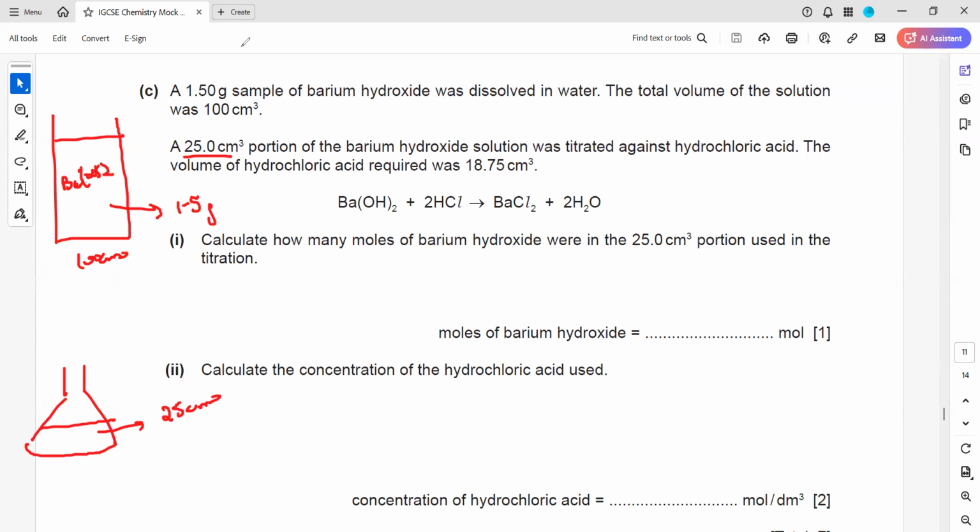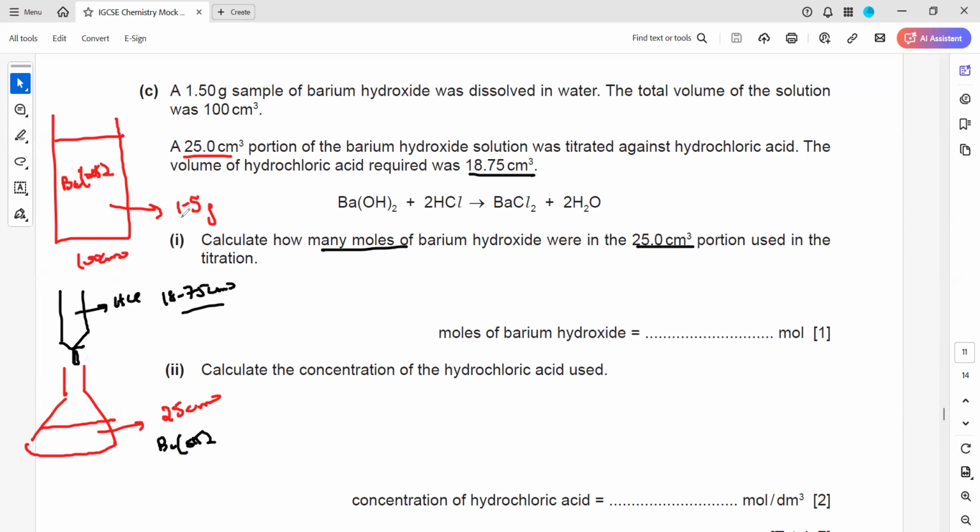Then we titrated with hydrochloric acid. We fill the burette with HCl. And how much HCl was used? 18.75 cm cube. That's the volume of HCl, and this is the volume of barium hydroxide which was used for the reaction. Now the question is, calculate how many moles of barium hydroxide are there in the 25 cm cube portion.